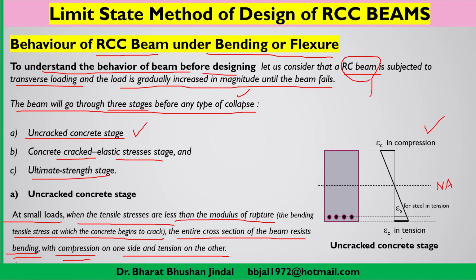Now this is the strain diagram. How does strain occur? We are talking about the uncracked concrete stage. In the uncracked concrete stage, epsilon C is the maximum strain in compression, because the upper side of the section is in compression. Here this portion will be in tension. So strain here will be compressive strain, and strain below the neutral axis is increasing with the distance from the neutral axis. At the topmost fiber there is compressive strain, and at the bottommost fiber there will be epsilon C in tension. So compression as well as tension.